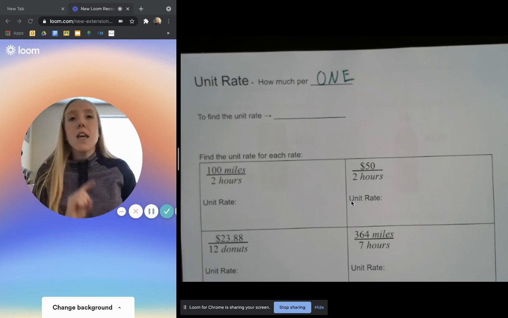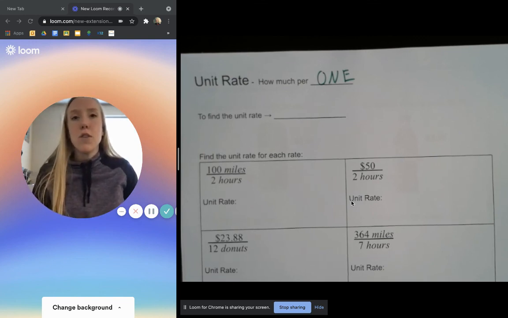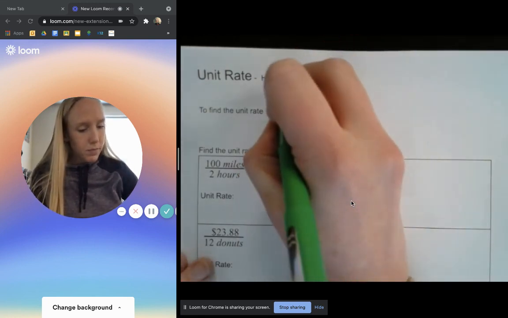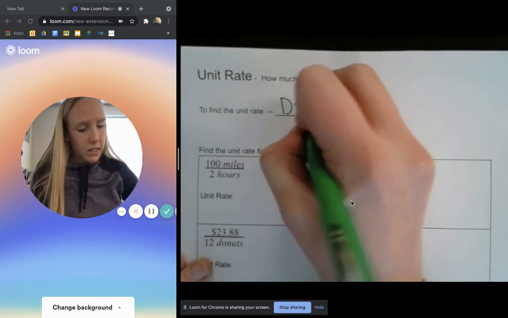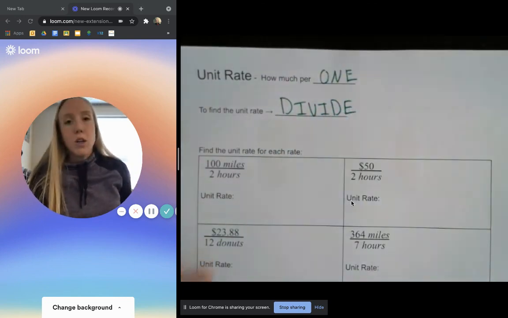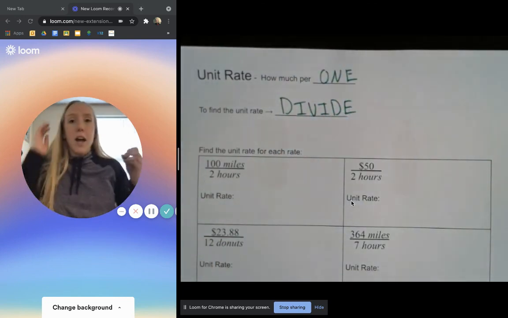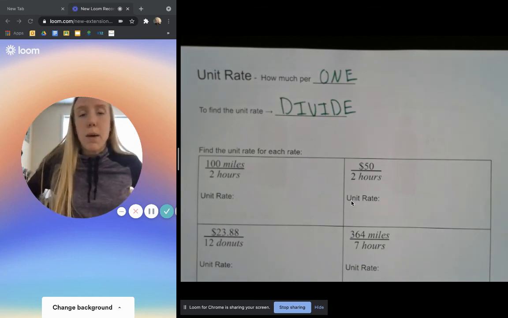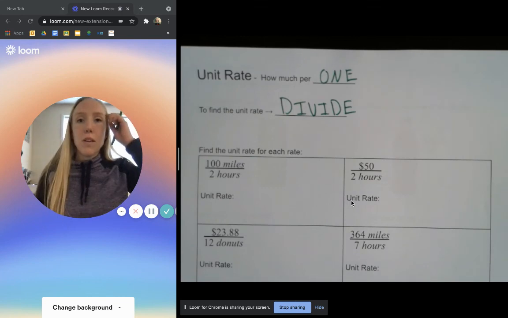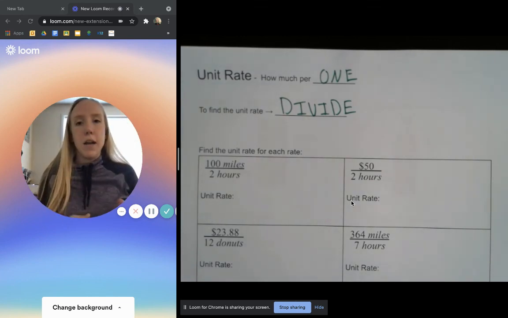It's the rate, like we talked about, the amount per one unit. And the key to finding the unit rate is that you are going to want to divide. So if you have in your head, okay, I'm going to set all these rates up as fractions and then divide, that's awesome. The only thing we have to be careful about is what we are dividing.